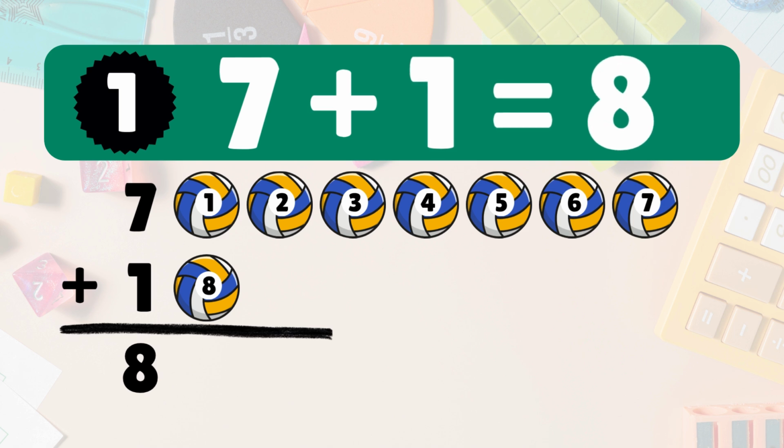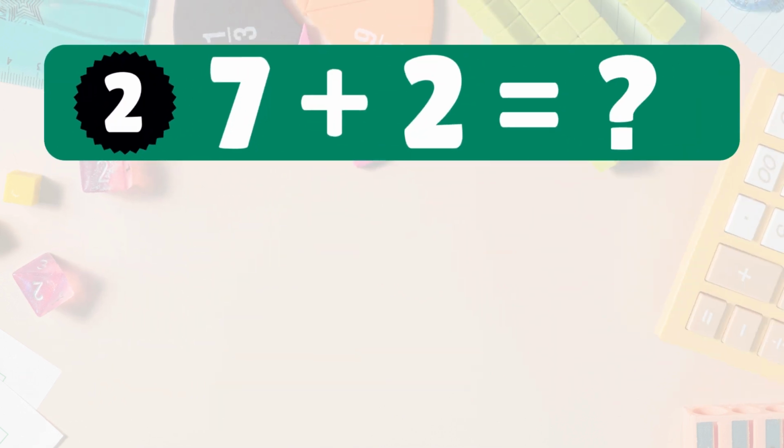What? 7 plus 1 equals 8. Let's count it. 1, 2, 3, 4, 5, 6, 7, 8. 7 plus 1 equals 8. Great job. Now 7 plus 2 equals?